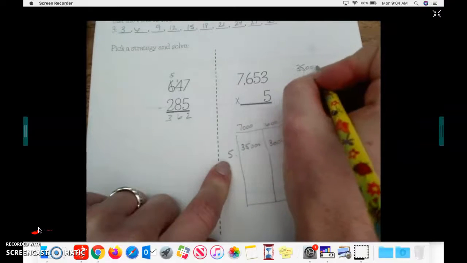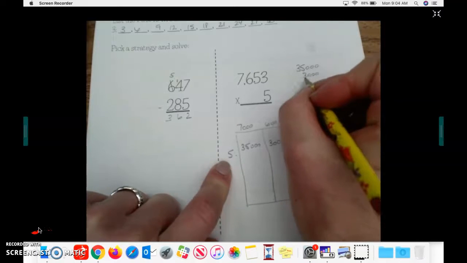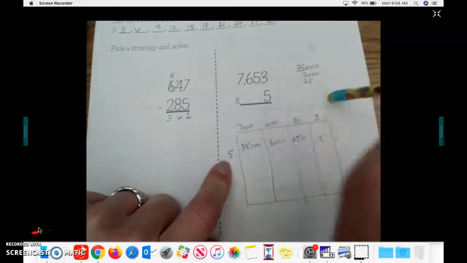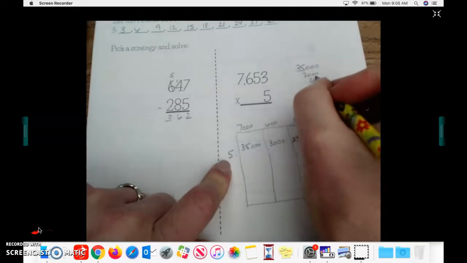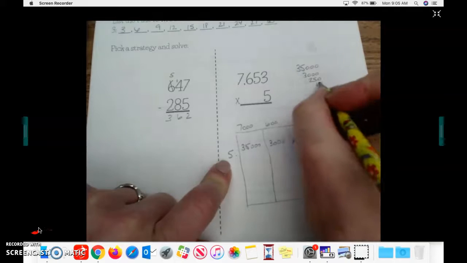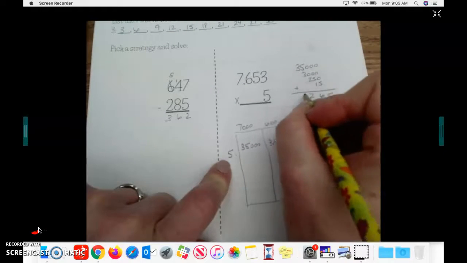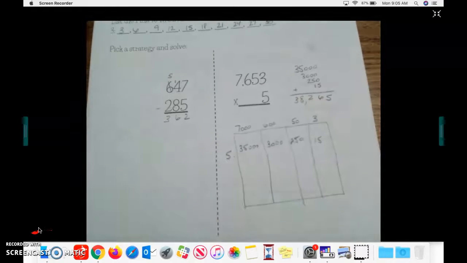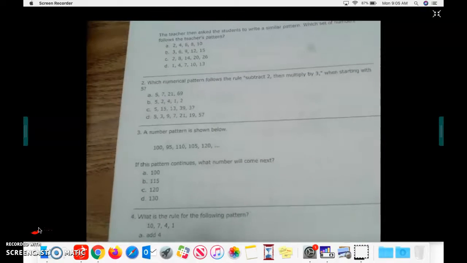And then I want to make sure that I line everything up correctly. So make sure that your ones columns all line up. See, I almost made a mistake there, because that's only 250. Now I had an empty spot. And then finally 15. And when I add 6, 2, 8, so I have 38,265.